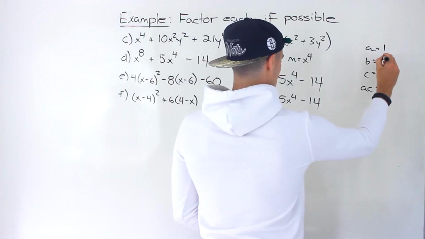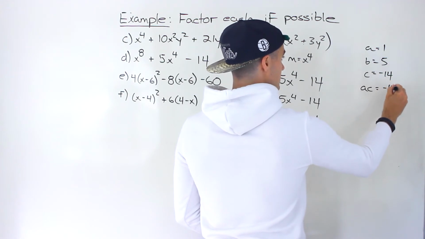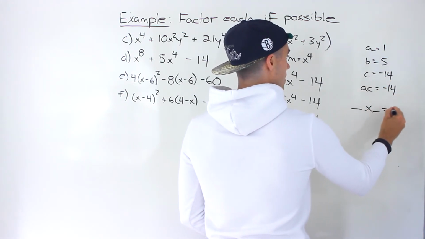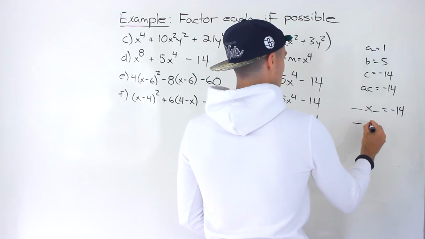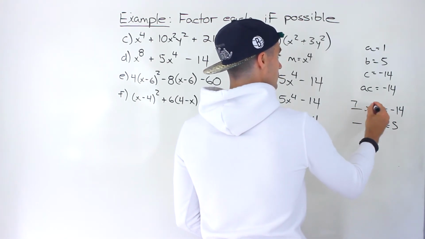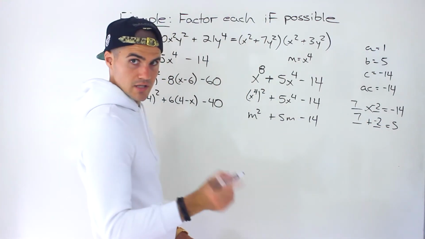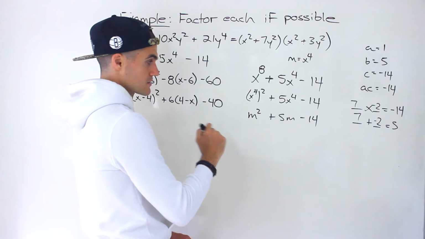So now we could just factor this like a regular quadratic. Notice the a value is 1, b value is 5, c value is negative 14, ac is negative 14. The two numbers that multiply to negative 14 and add up to that b value of 5 would be 7 and negative 2. 7 times negative 2 is negative 14. 7 plus negative 2 is positive 5.